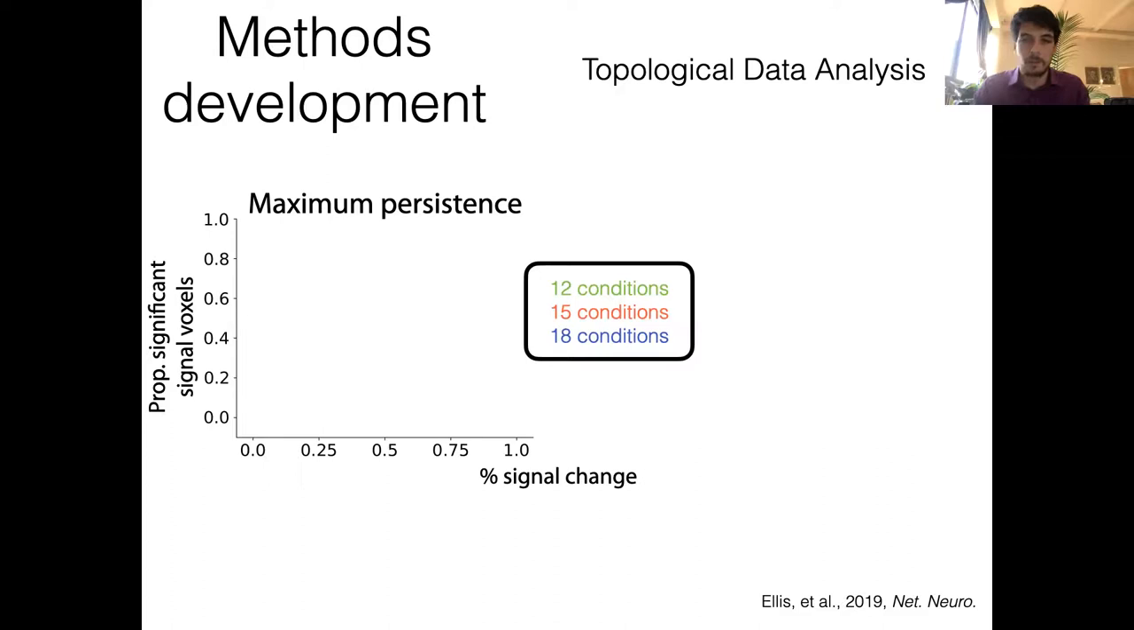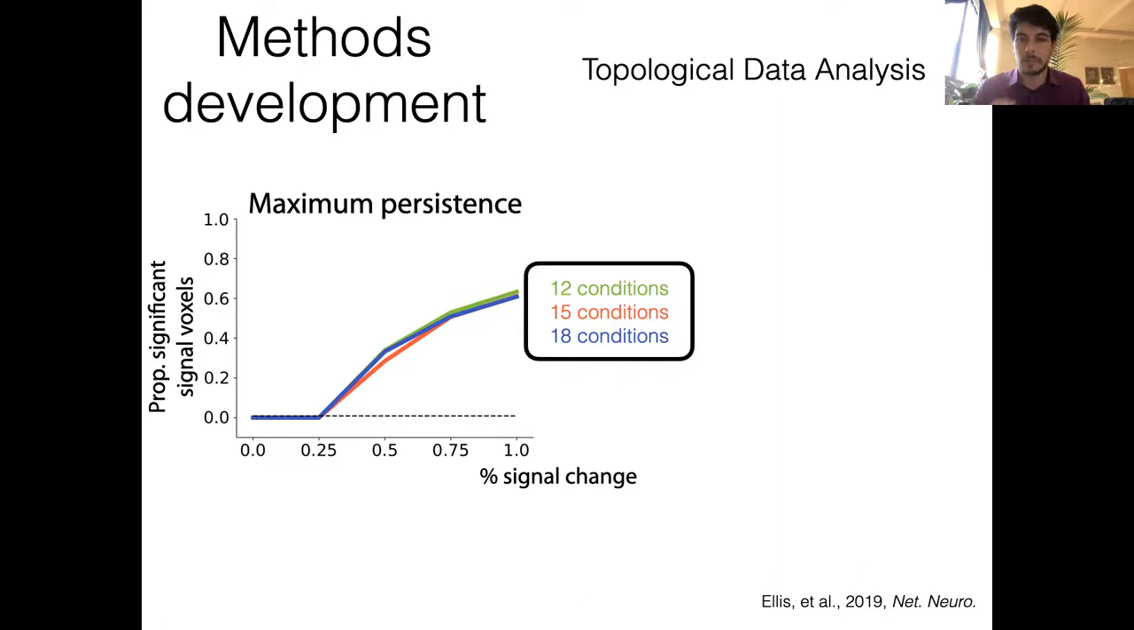And using this approach, I'm obviously skipping over a lot of details, but the critical results that I think are pretty clear are that if we use this metric, maximum persistence, then you see that there's not really a difference between the different types of conditions. You can have really any amount of conditions, you're going to get the same pattern of results. But critically, you have to have a signal change that's of a certain magnitude in order to get that pattern of results. That's what you'd get if you use this metric.